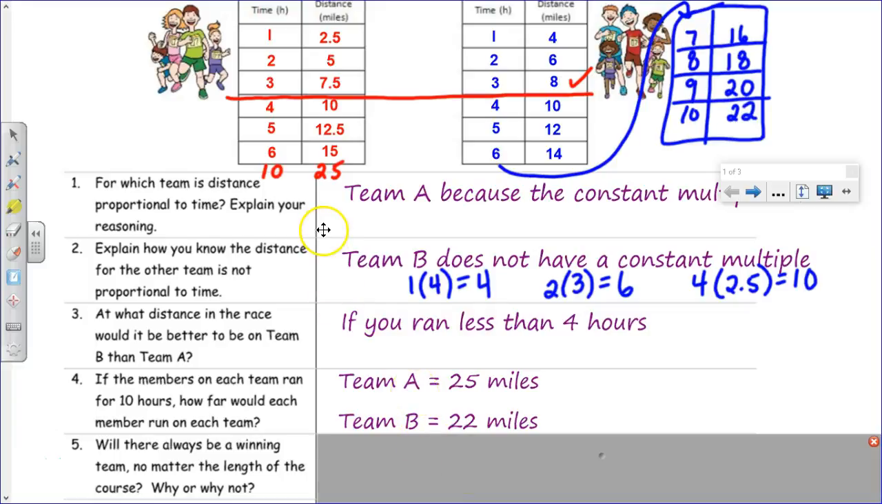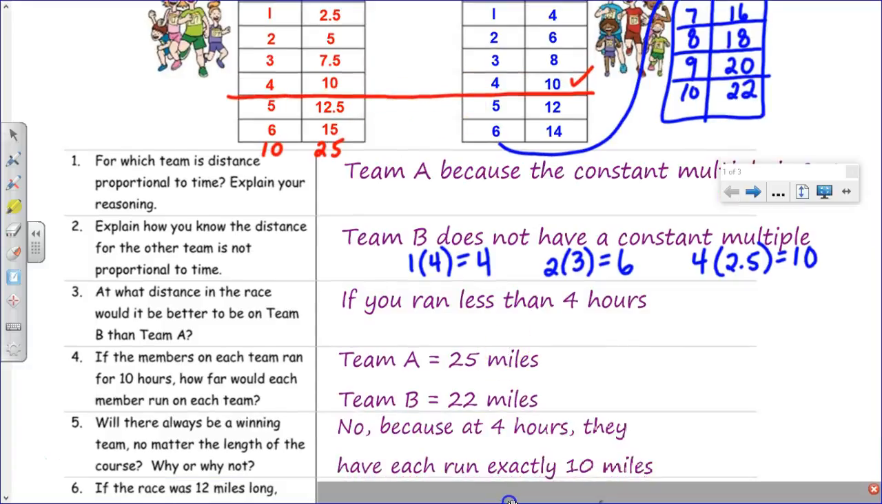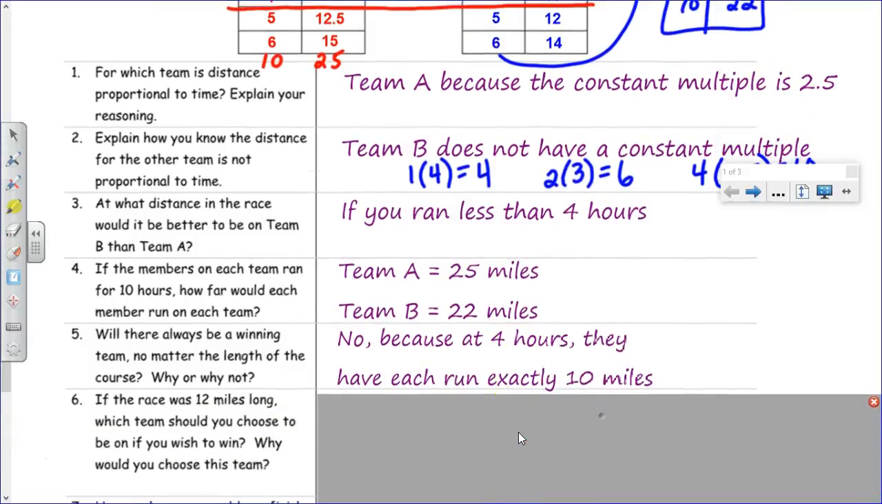Will there always be a winning team? What do you think? If you look back, you can see where the tie is. There's a tie right there at 4 hours. So at 4 hours, they have each run exactly 10 miles.